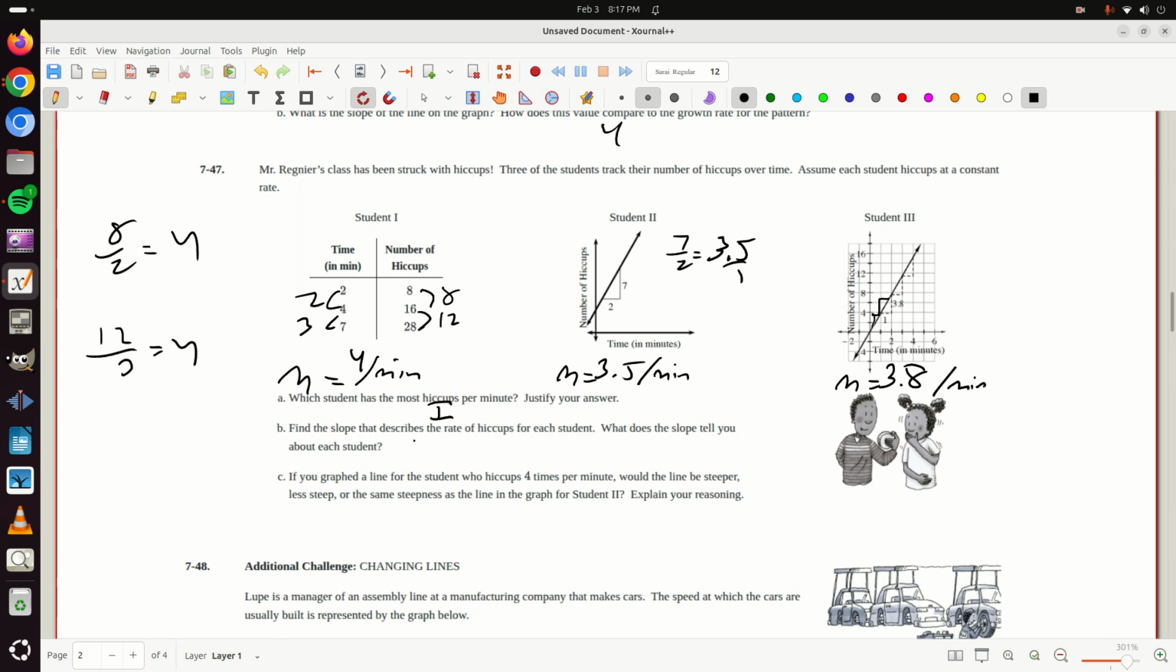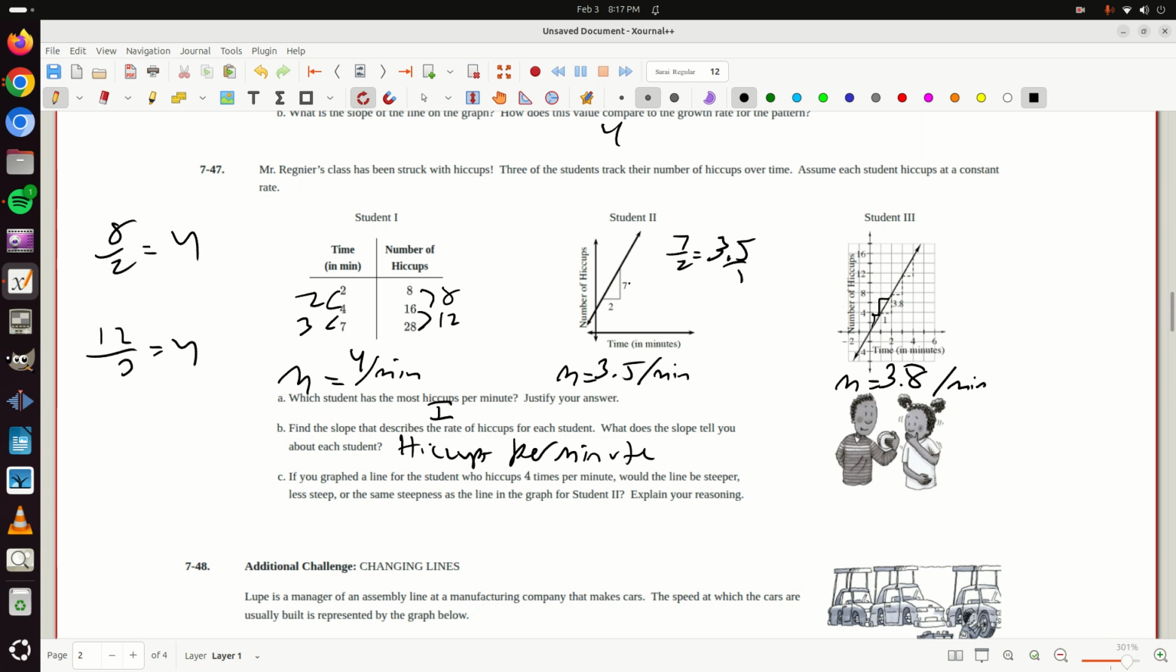What does the slope tell you about each student? I mean, it tells us how many hiccups per minute. And then if you graph the line for the student who hiccups 4 times per minute, would the line be steeper, less steep, or the same steepness as the graph line for student 2? Well, it would be steeper, right?